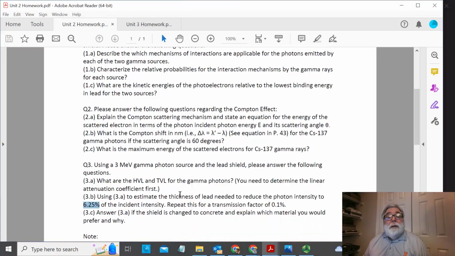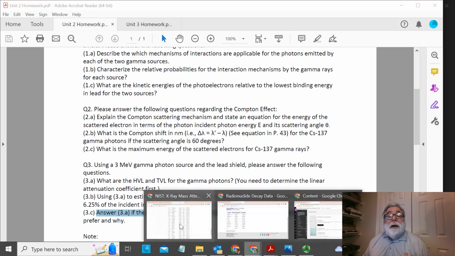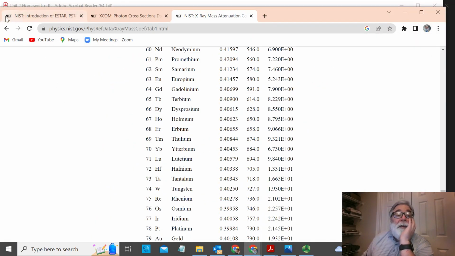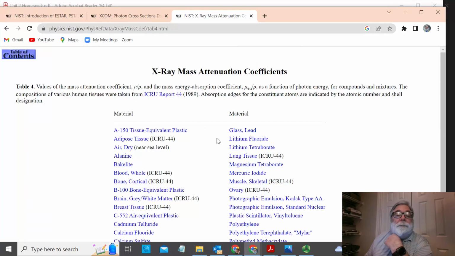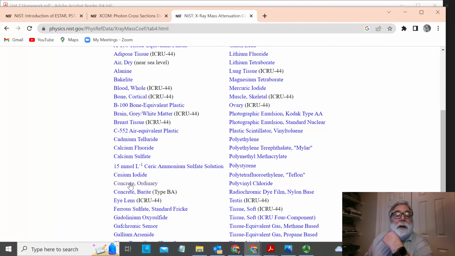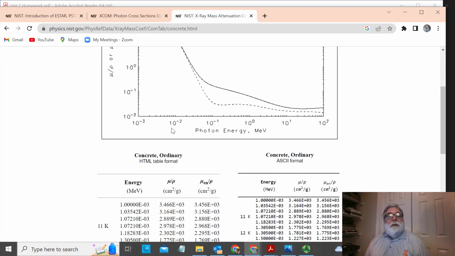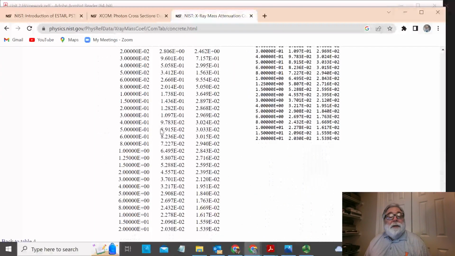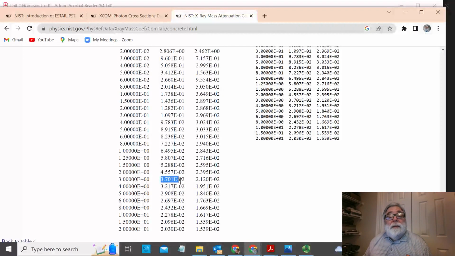It asks me, can I do that again with concrete? And so I've got to go get some data now. One of the things about this database is it has compounds and mixtures as well. So I picked ordinary concrete, and it gives me the attenuation coefficient at 3 MeV right here. It's 3.701 times 10 to the minus 2.